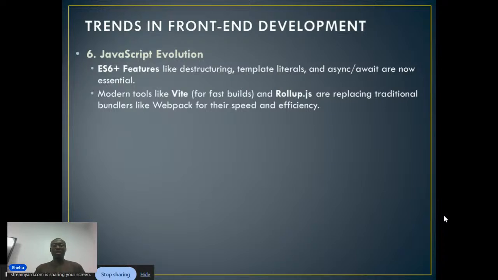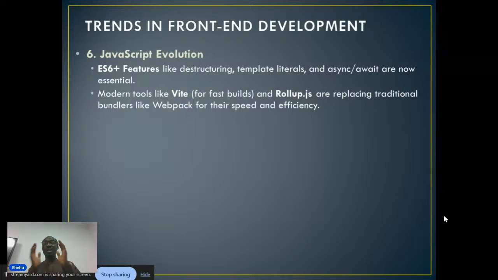So next on the trend in front-end development, we have JavaScript ES6 evolution. Of course, JavaScript has evolved over time. So ES6+ features like destructuring, template literals, and async/await are now essential. Modern tools like Vite for fast builds and Rollup.js are replacing traditional builders like Webpack for their speed and efficiency.